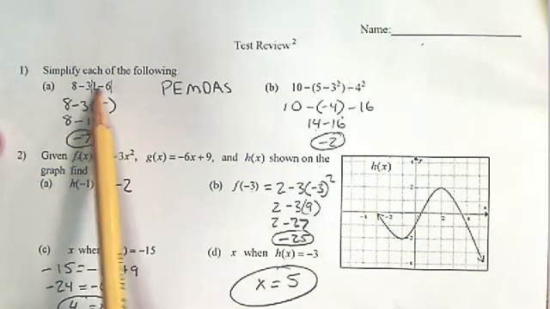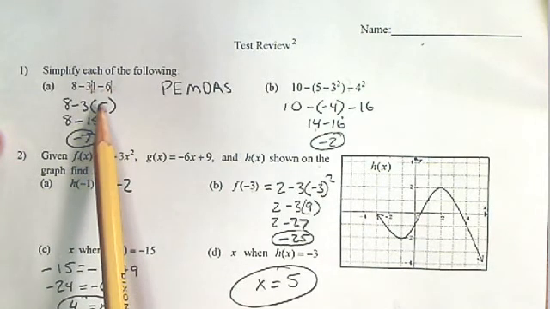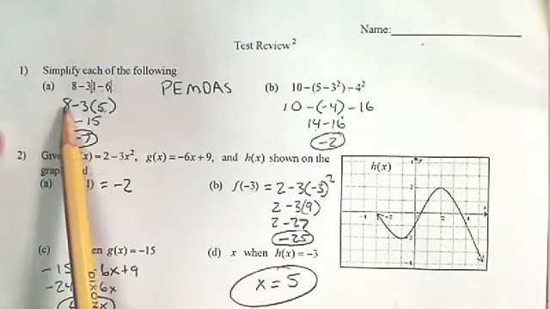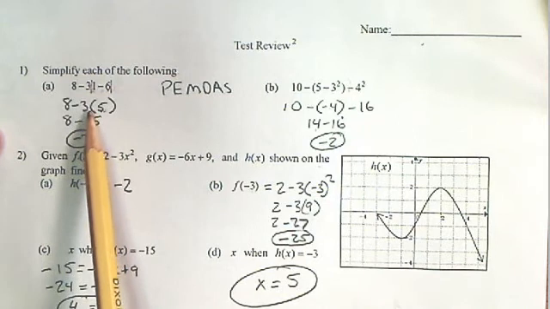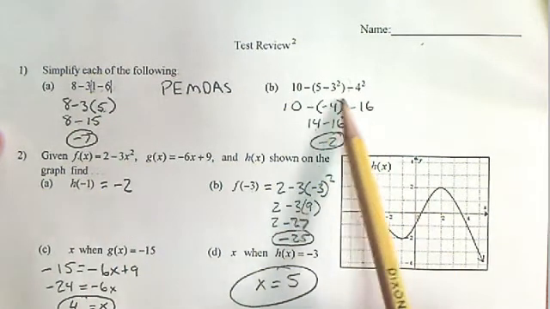I have to do what's inside first. That's the parentheses, even though they're absolute values. 1 minus 6 is negative 5. Absolute value of negative 5 is 5. I must do the multiplication here before I do the subtraction. So that's 15. So that's 8 minus 15 is negative 7.